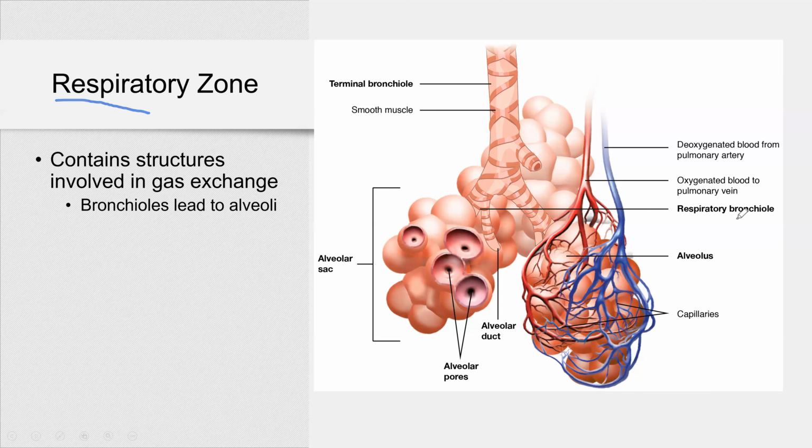So the name respiratory bronchiole is named this way for a reason. Now, respiratory bronchioles then have this alveolar duct, and on the alveolar duct, then we have alveolar sacs. So it looks like a grape, right? So this whole structure is called alveolar sac, and individual balloon called alveolus. And you can see we have lots of capillary covering those alveoli, and that's for a reason because this is where we will have gas exchange between air inside alveoli and capillaries. So respiratory zone contains structures involved in gas exchange. Bronchioles lead to alveoli.